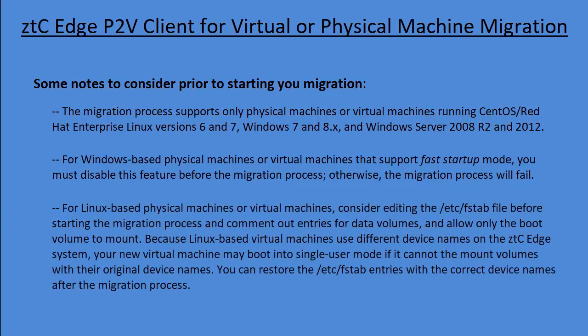For Linux-based physical machines or virtual machines, consider editing the /etc/fstab file before starting the migration process, and comment out entries for data volumes, and allow only the boot volume to mount. Because Linux-based virtual machines use different device names on the ZTC Edge system, your new virtual machine may boot into single-user mode if it cannot mount volumes with their original device names. You can restore the /etc/fstab entries with the correct device names after the migration process.